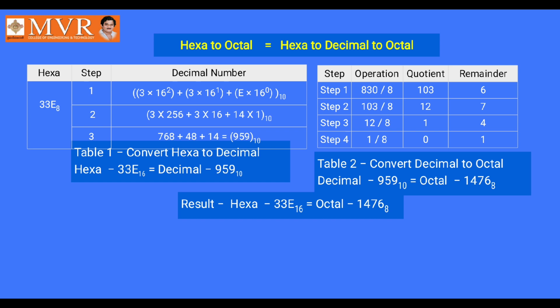And again, if you want to convert the decimal number 959 into octal number, you have to divide that with 8. Later, whatever the remainders you got, 1476 from bottom to top is the equivalent octal number. So first, the given hexa number is converted to decimal by multiplication, and the resultant decimal is converted into octal by dividing with 8. This is the way you convert a hexadecimal number to octal.